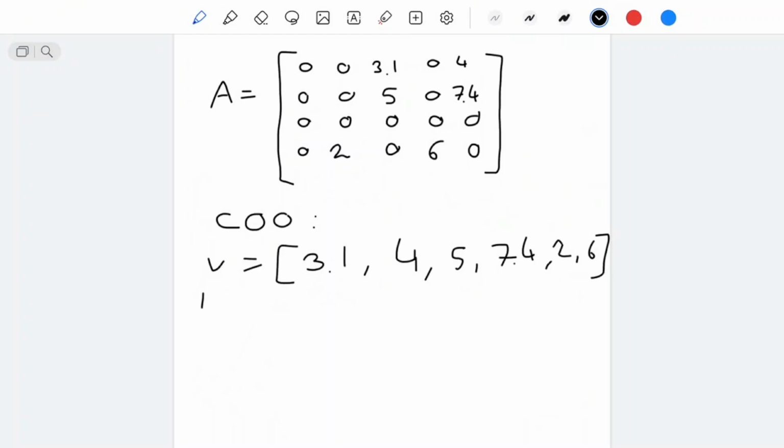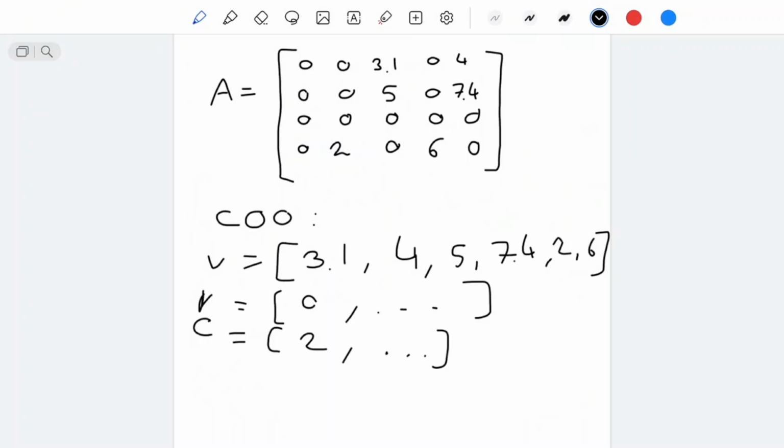And in one vector with tuples, or just two vectors, we store the indices of these values. That is, 3.1 is located at row 0 and column 2, and so on and so forth.